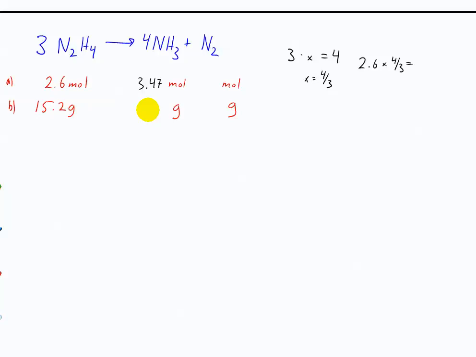All right, what about N2? What do we do to 2.6 to figure out how many moles of N2? Divide by 3, because 3 divided by 3 equals 1. So the same thing. What factor do we multiply by to get that other one? Well, it's 1/3, or divide by 3. So we're going to say 2.6 divided by 3 equals, should be a little less than 1, right?